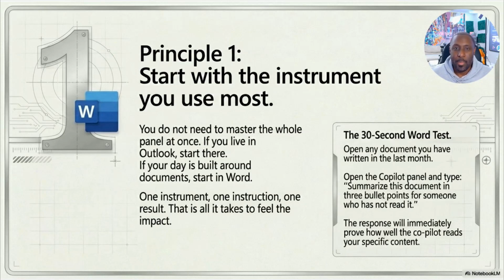The 30-second Word test. Open any document you have written in the last month. Open the Copilot panel and type: Summarize this document in 3 bullet points for someone who has not read it. The response will immediately prove how well the Copilot reads your specific content.